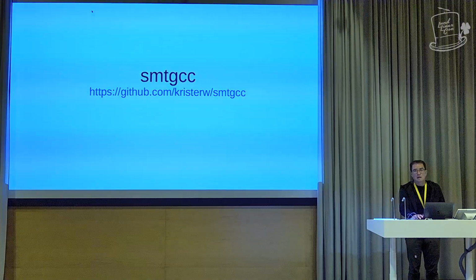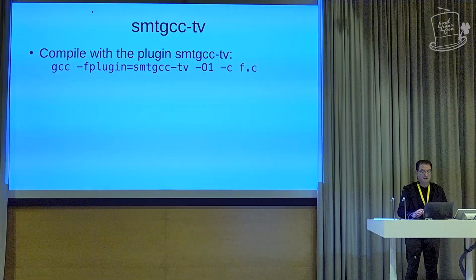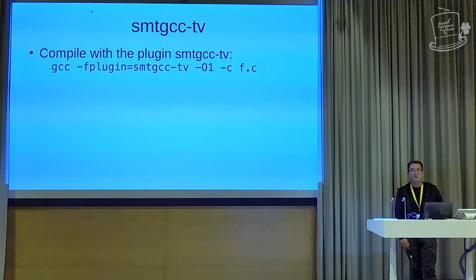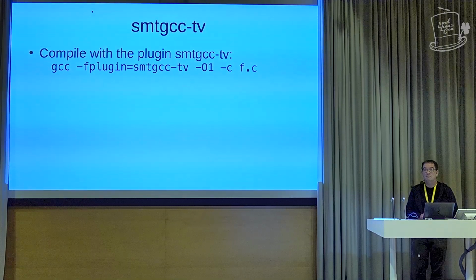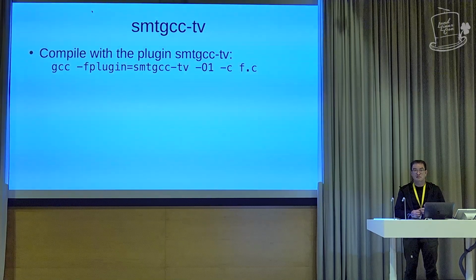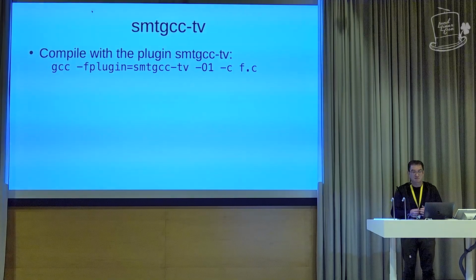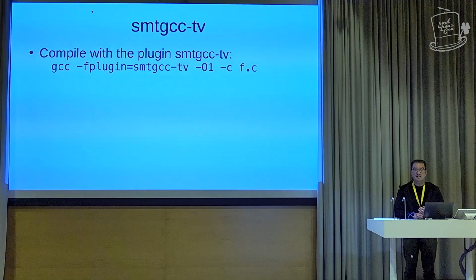It consists of some random tools, as I said, but the main thing I'm going to talk about today is SMT GCC TV, which is a tool doing translation validation. What it does is that it takes the compiler's representation of the program before and after each optimization pass, and it checks that the semantics is consistent before and after. If the semantics have changed, that means that the program is doing something different, and that is actually a bug that GCC has introduced.